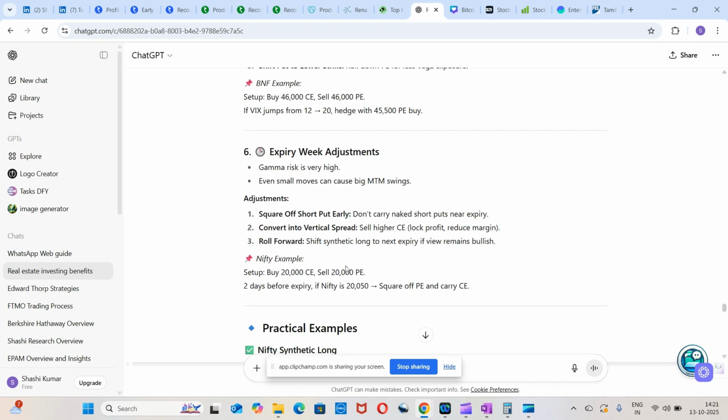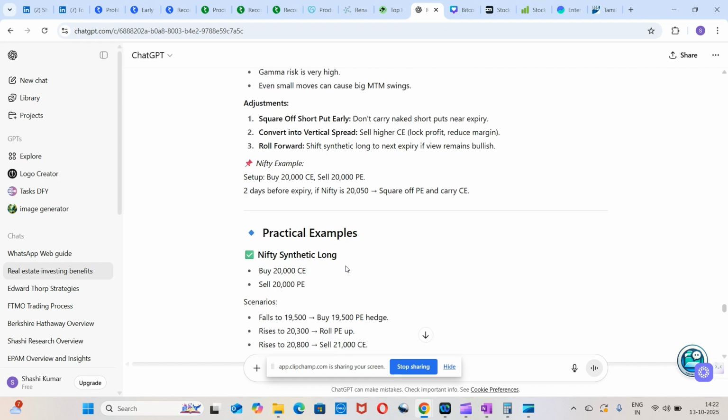Expiry week gamma risk is very high. Every small move can cause big NTM swings. So you square up the position, short put early. Don't carry naked short puts near expiry. Okay, convert into a vertical spread, sell higher CE, lock profit and reduce margin. Roll forward, shift the synthetic long to next expiry. View remains bullish. So that's the synthetic long, guys.